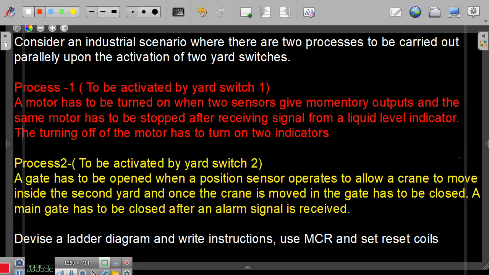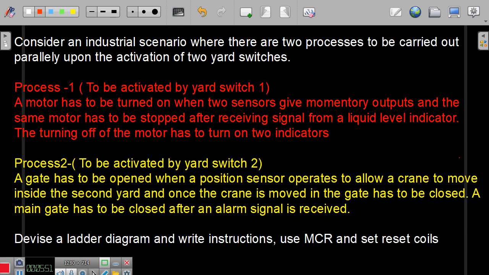So devise a ladder diagram and write the instructions, for which you have to use the master control relay and set reset coils. This particular kind of problem can be solved using different schools of thought, but here you have been specifically asked to use the master control relay and also the set reset coils. Somewhere in your ladder diagram, both the master control relay as well as the set reset coils should appear. Only then will you get the weightage in solving this particular problem.